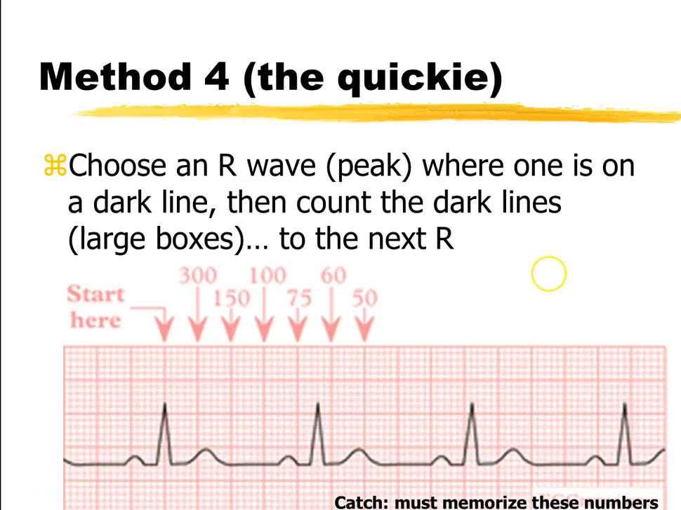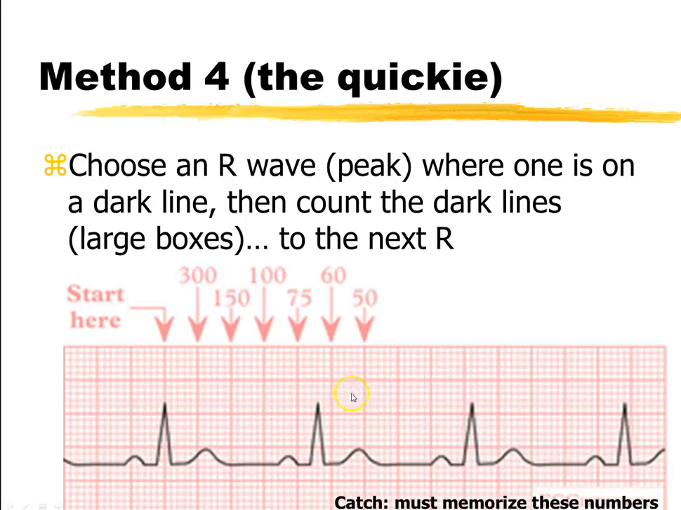But if it's regular, you can just find an R wave that's right smack on the line. And for every large box, you count down on this specific pattern. Now the catch is you have to memorize this pattern or it doesn't work. So you start here and you go to the next one, and that would be 300. So if you had an R wave that was on that one, your rate would be 300. Then it drops in half to 150. Then it drops to 100, 75, and the next one is 60, and then the next one is 50.